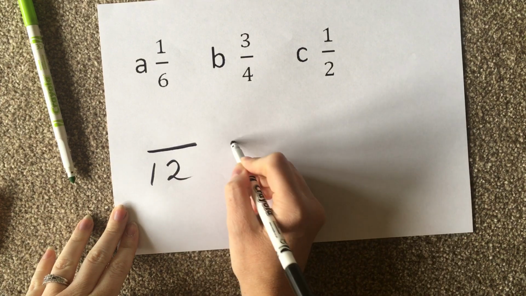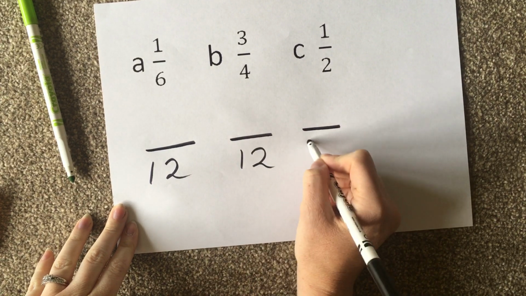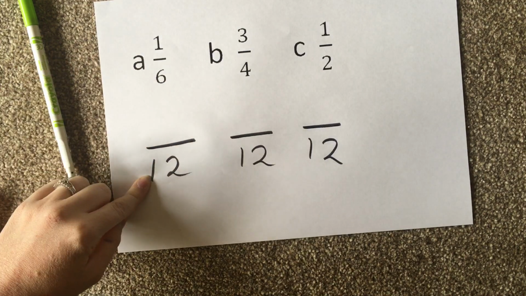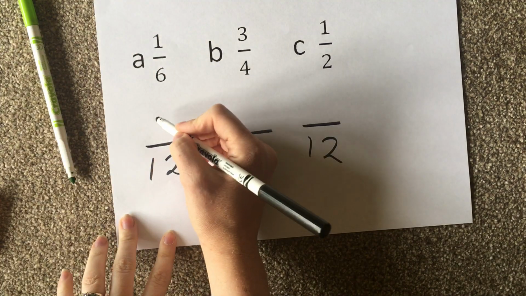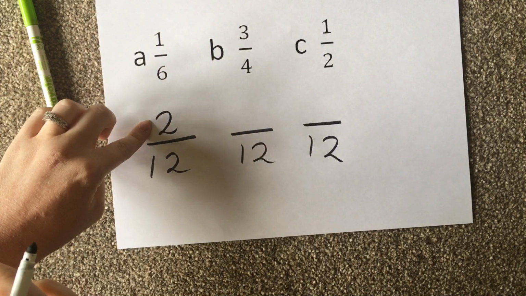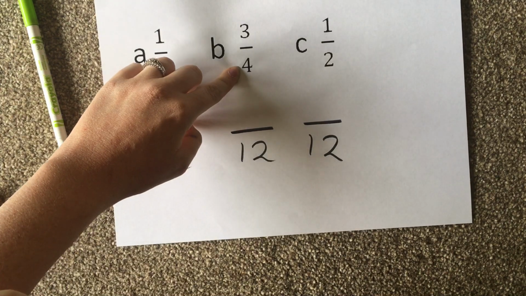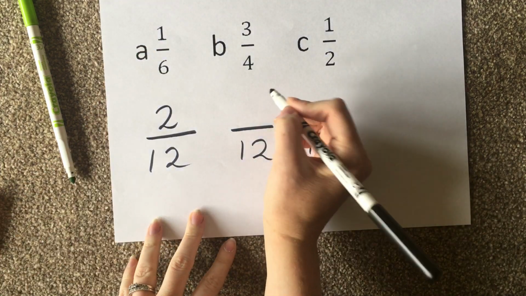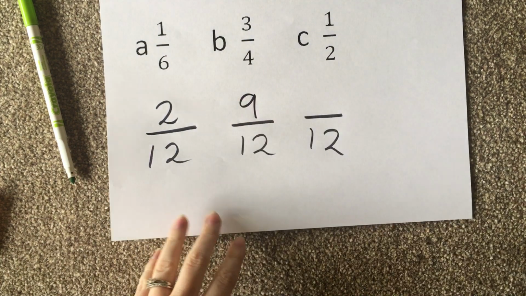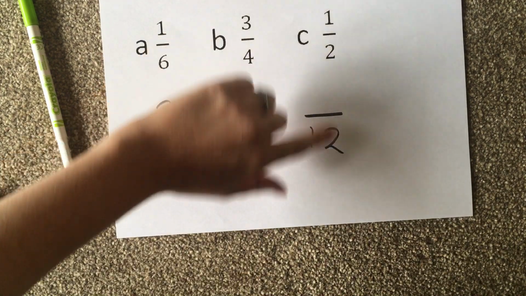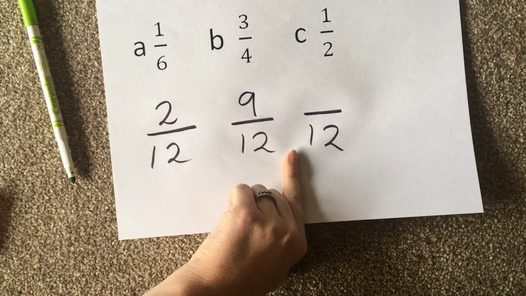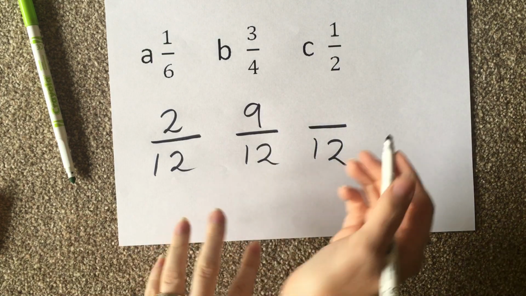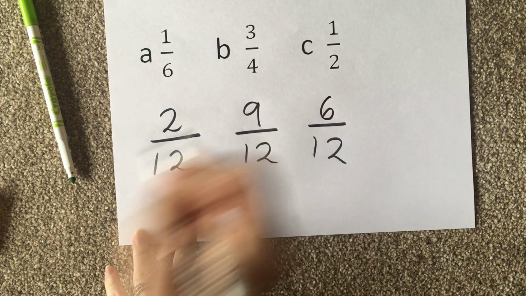So if I'm using 12 as my denominator, and I'm starting with 6, to get from 6 to 12, I've doubled it. So I do the same up here. 1 doubled is 2. To get from 4 to 12, I'm multiplying by 3, so I do the same up to the top. 3 times 3 is 9. And to get from 2 to 12, I'm timesing by 6. So 2 times 6 was 12, and I do the same for the top. 1 times 6 is 6.